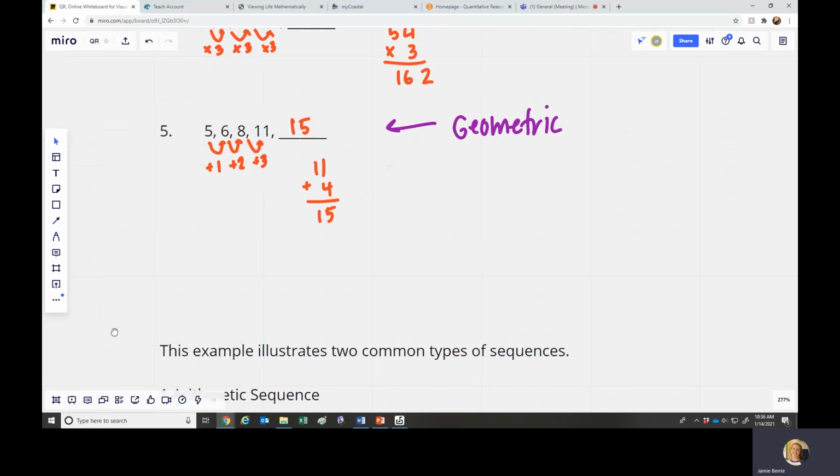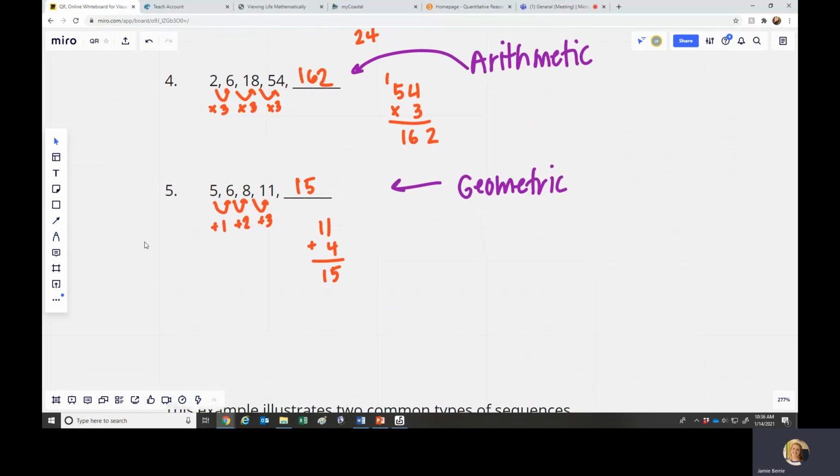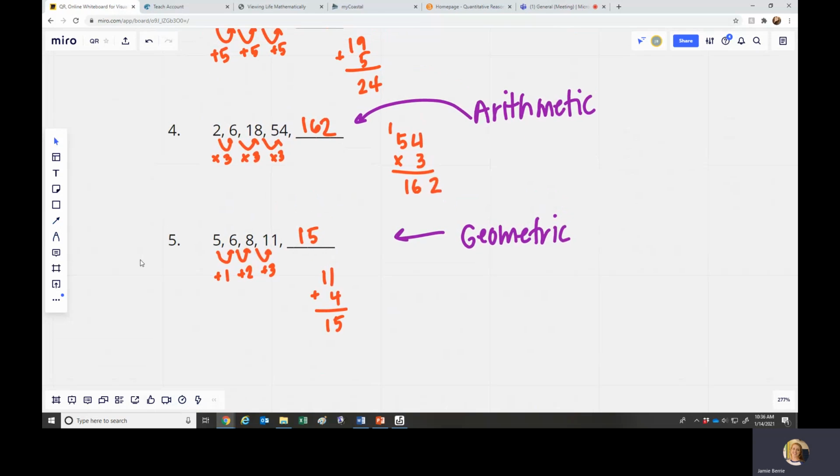All right, so maybe that's a question that you could see on the test. It would just say, identify the next term in the sequence. And then part B says, was this sequence an arithmetic sequence or a geometric sequence?